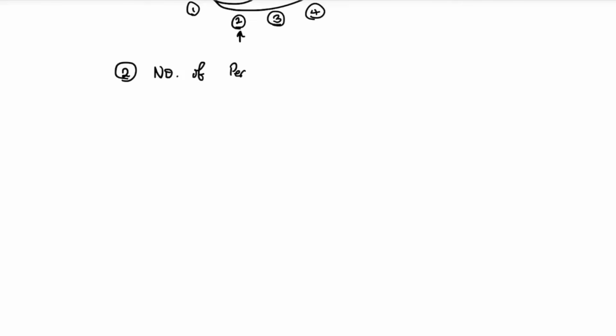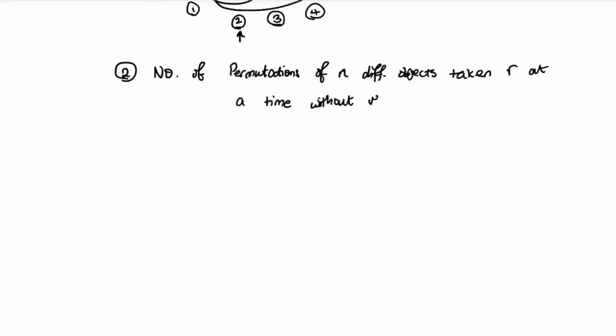I'll just read out the whole thing. Number of permutations of n different objects taken r at a time without repetition is going to be nCr, which is basically choose. C stands for choose, times r factorial.